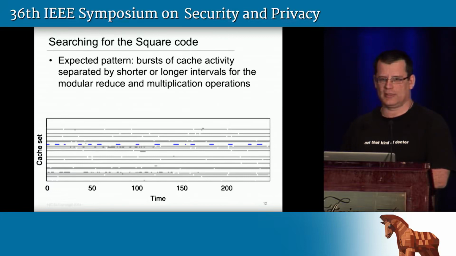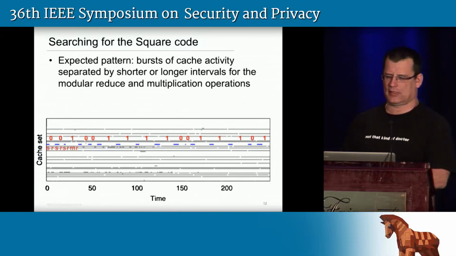And we can now start reading the exponent from this data. First, we have square and modular reduction, followed by another square, so we know that this bit was 0. Then we have the same pattern again, square and short interval, and 0. Then we have a large interval, so we probably had a multiplication in the middle, so the bit is 1, and we can continue, and we get the bits there. If we do this over the whole exponentiation, we find the exponent, and that's the private key, and we've broken the encryption.